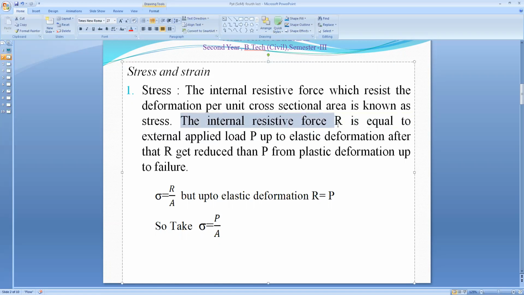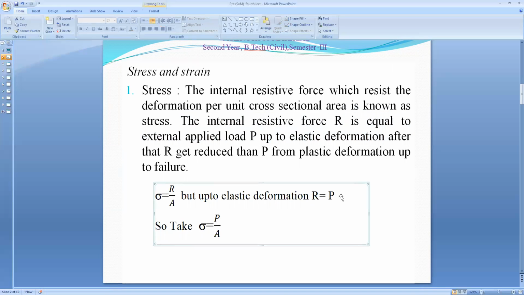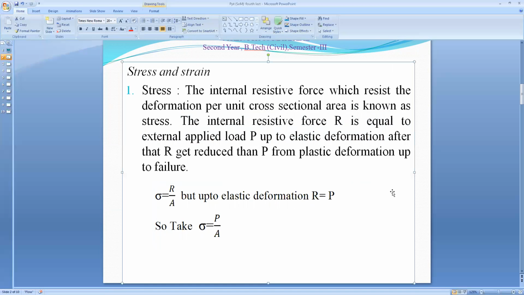So let us see the next comment on stress. The internal resistive force, denoted as capital R, is equal to the external applied load, capital P, up to its elastic deformation. So take capital R equal to capital P up to the elastic limit of that body.